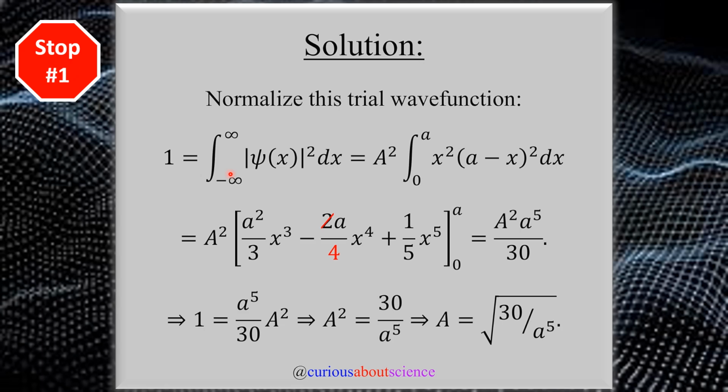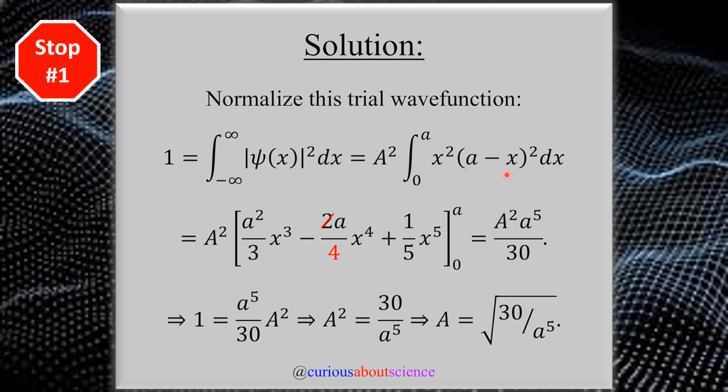All right. Step number one. As always, we have to normalize this trial wave function. Okay. So we set the square integral equal to 1, and we see that we're only defined from 0 to a. All things are real or assumed real, so we're just going to square everything.